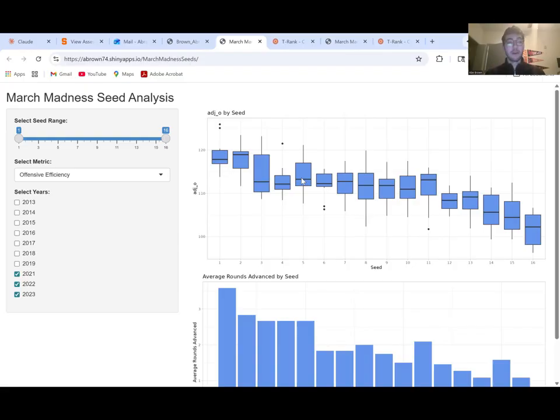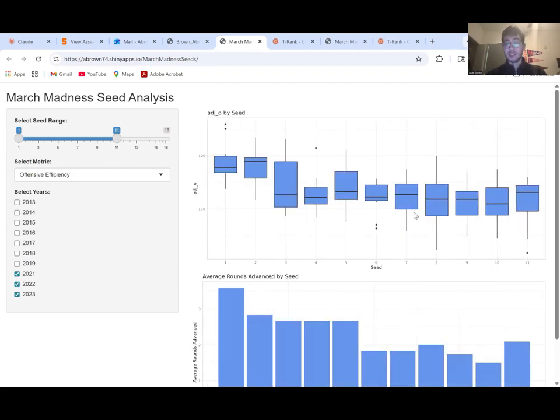So if you want to go in here, you can see any number of things based on the year you pick. And you can also just filter certain seeds. Let's say I don't really care about the 12 through 16 seeds. I just want the 1 through 11 to visualize that closer. You can do that too.